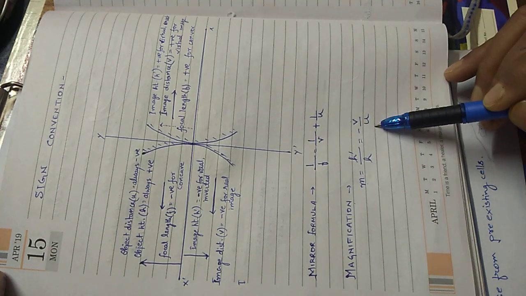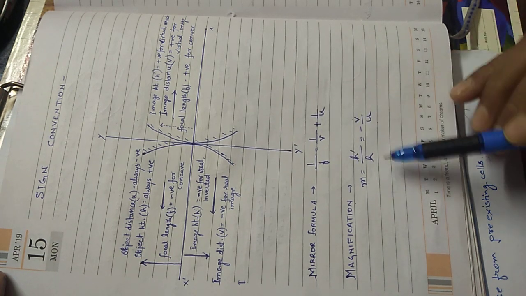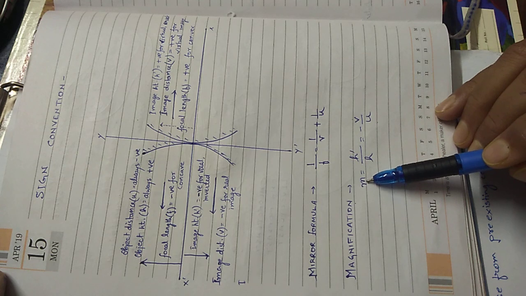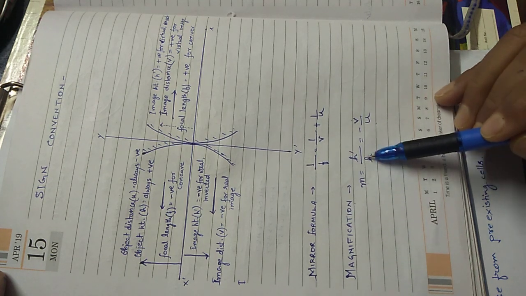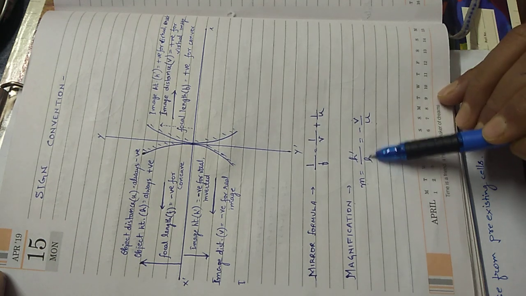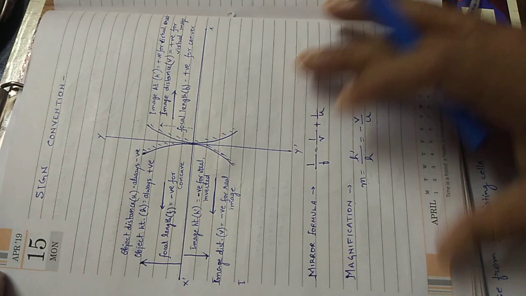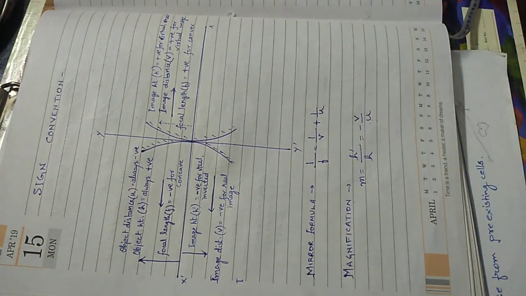Now this formula has three parts. Whenever you do a numerical, you have to take any of the links between the three parts. It can be a link between M is equal to H dash by H, or M is equal to minus V by U, or it can be a relation between these two parts, H dash by H is equal to minus V by U. So these are the things that we need to understand.